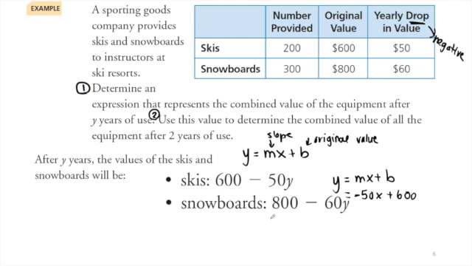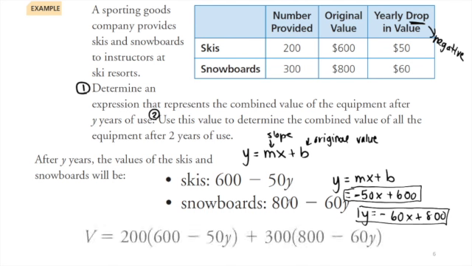For snowboards, same thing. You could have had y equals negative 60x plus 800. That is totally fine as well. So if you use this way, or this way versus these two, whatever makes sense, that's fine. It's up to you how you use it. Essentially the terms b and mx are just flipped, which is totally fine.